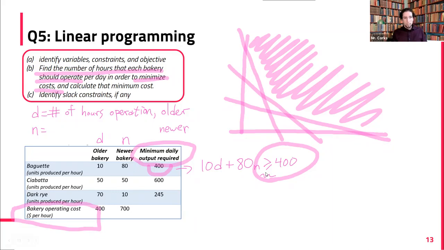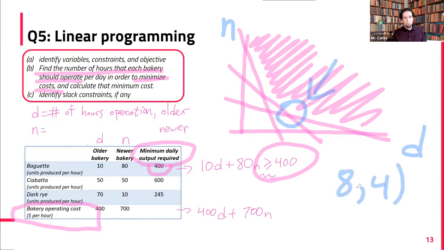All right, exact same thing for the other 2. And then we have our objective function, 400d plus 700n. And then we put that on our graph somewhere. If we had d on this axis and n on the vertical axis, this point here was the one that ended up being the best. I think it was 8, 4. If I remember correctly, yeah. Okay. So that was the point.